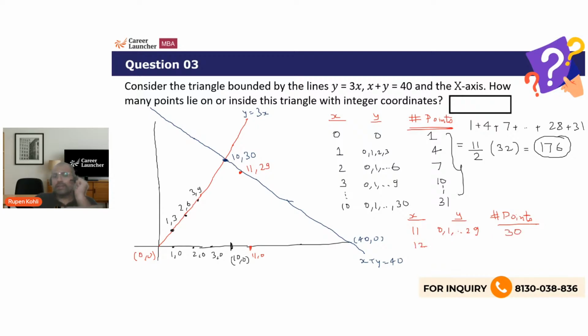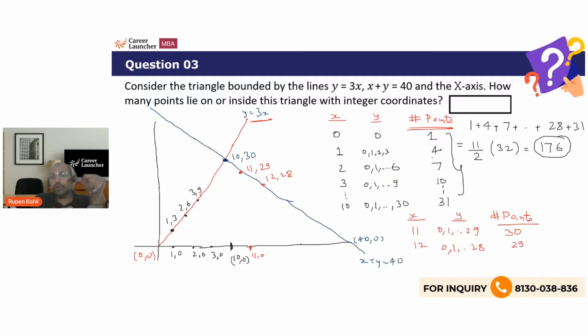Now, when x is 12, we have (12, 0), and this will be (12, 28). So 0, 1, 2, 3 up to 28. So these are 29 points. So you see, this line has a slope of -1. Therefore, we are getting a common difference of 1 over here. This line y equals 3x was with a slope of 3.